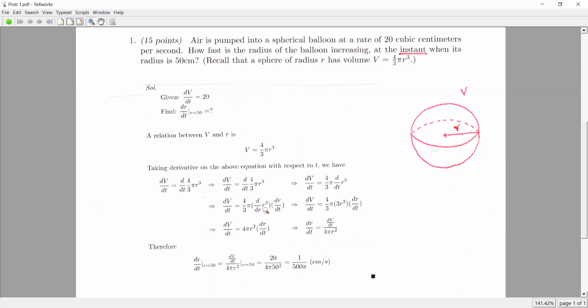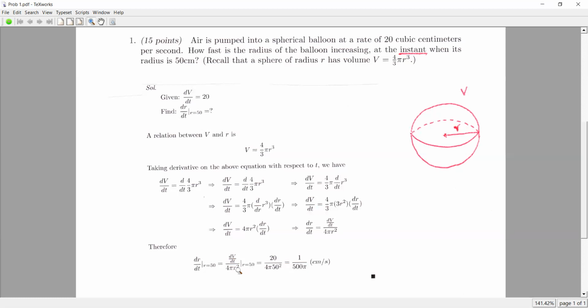The derivative of R to the third with respect to R is 3R squared. Solve this equation for dR/dt, then we have this equation. Now, the final step is to evaluate dR/dt at the instant when R is 50. When R is 50, dV/dt is 20. The increasing rate of the volume is a constant, always 20.